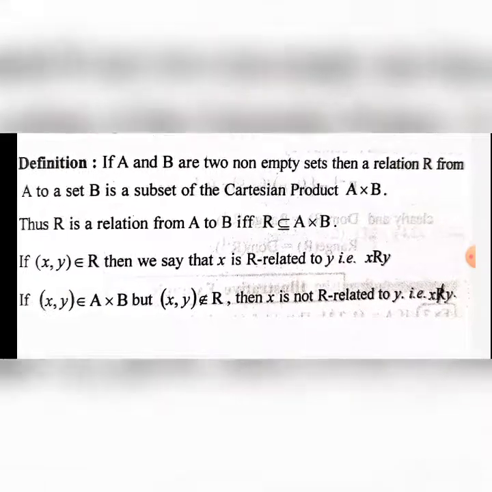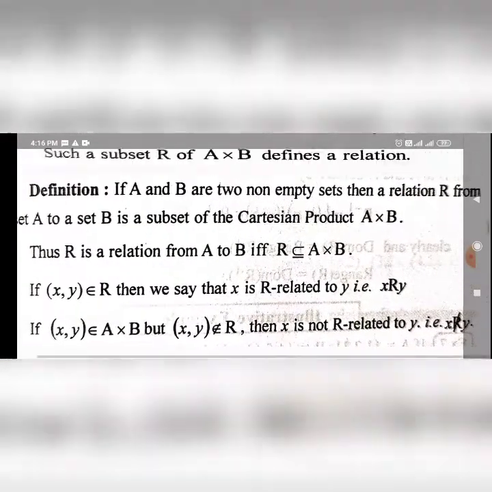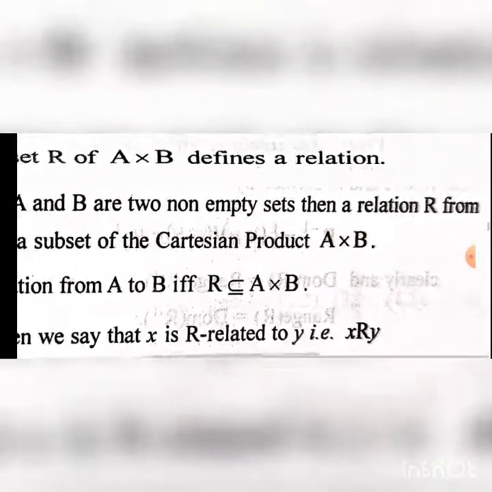We know the Cartesian product of sets A and B is A cross B. And in A cross B, by the definition of Cartesian product, there are ordered pairs where the first element belongs to set A and the second element belongs to set B. And we can establish the relation between the two sets A and B like this diagram.